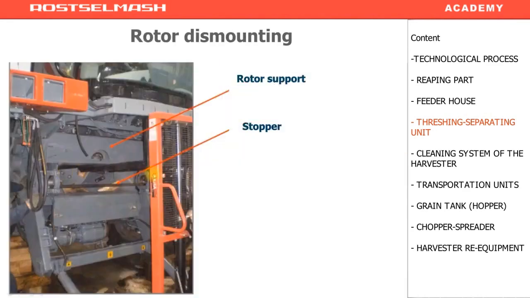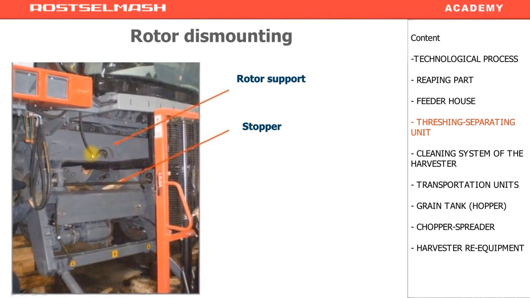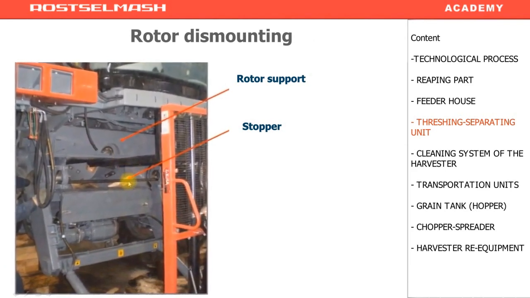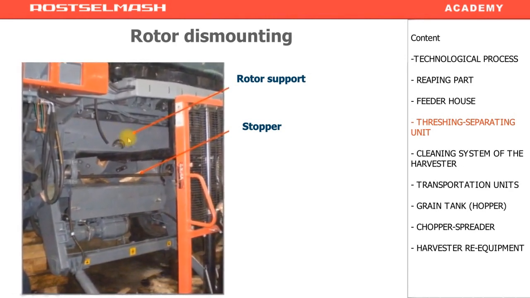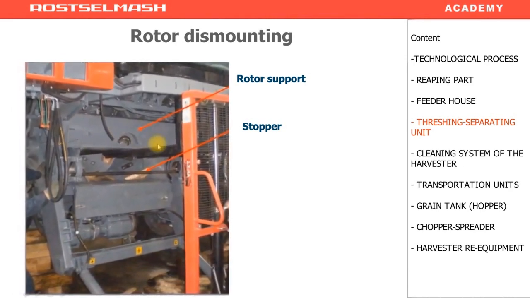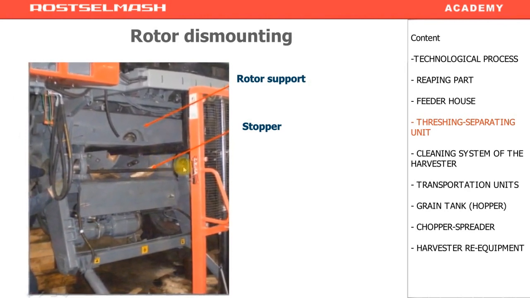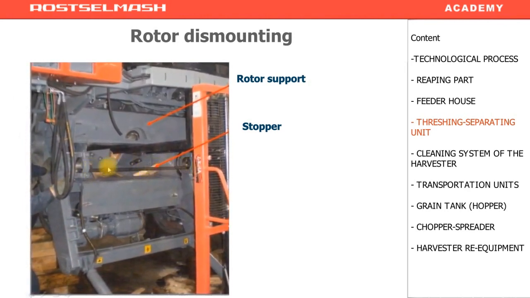To dismount the rotor, first you have to dismount the feeder house, then unscrew the support, and dismount the rotor. First you put the wood blocks under the rotor. Here's the support, and this is the platform onto which the support bearing is screwed. This shaft prevents the rotor from falling out of the harvester and causing damage. Then we unscrew the support and take the rotor out.